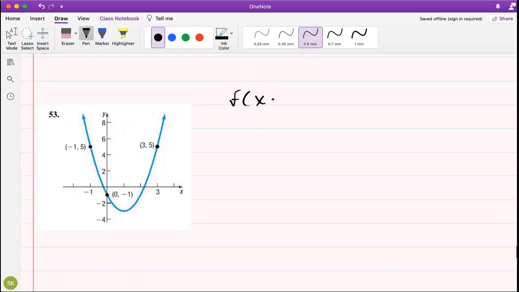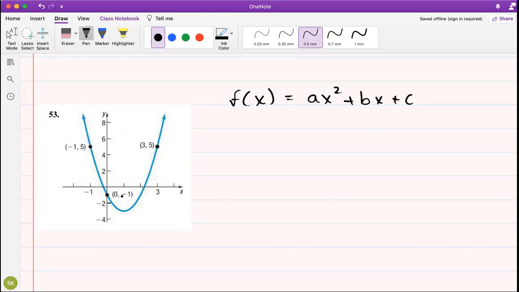The equation for a quadratic is ax squared plus bx plus c. So we need to find a, b, and c. Once we find these 3 numbers, then we have the equation for the quadratic. Okay, so what can we do? Well, we're going to use these 3 points.